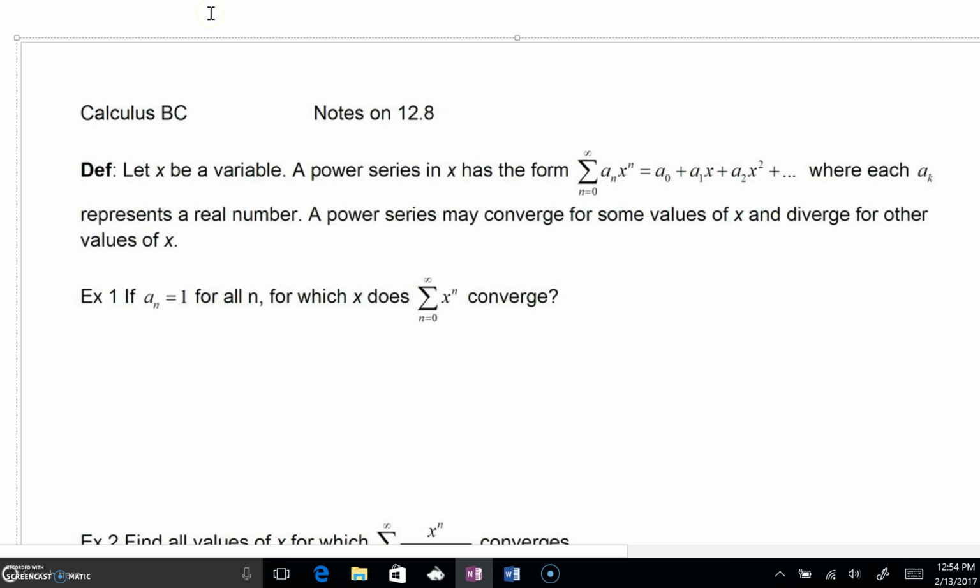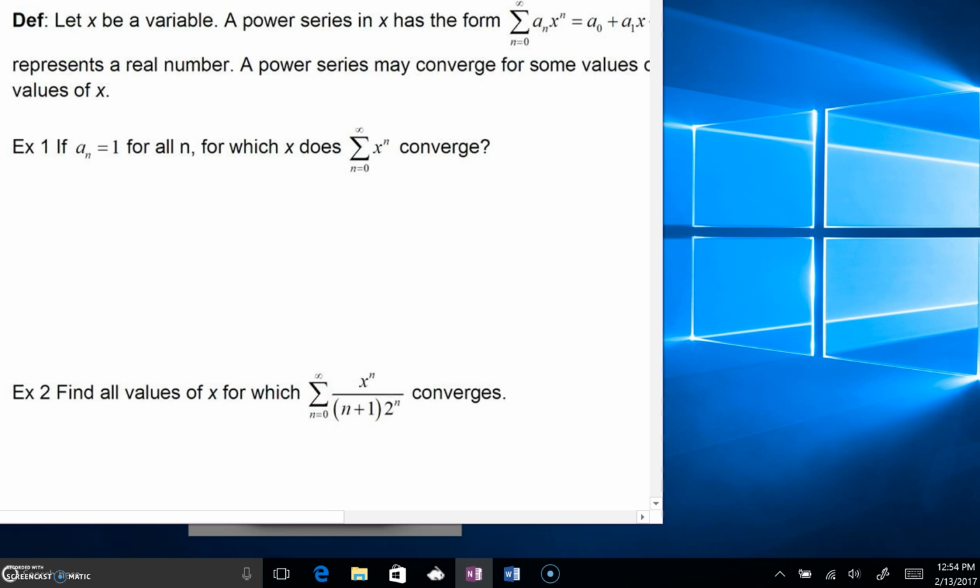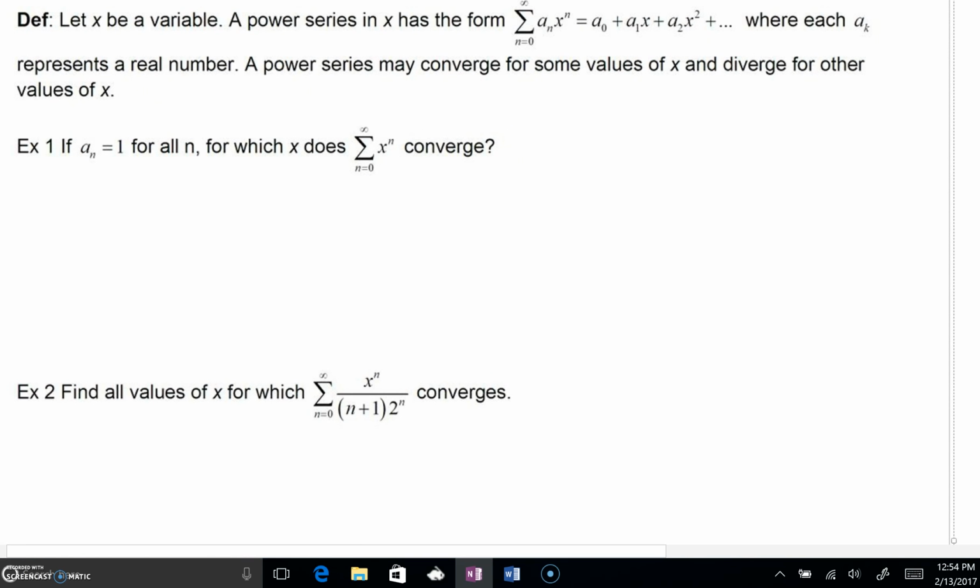Okay, for lesson 12.8, we're going to work in power series. Let x be a variable. In other words, we're going to see that x can very well take on different values. It's not a constant. X could represent all these different possible values.